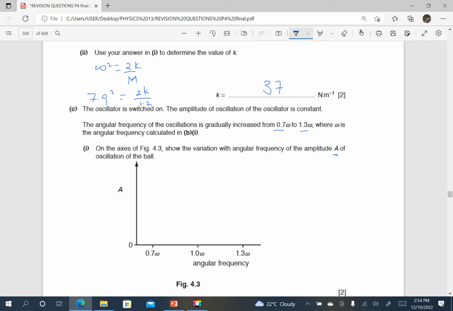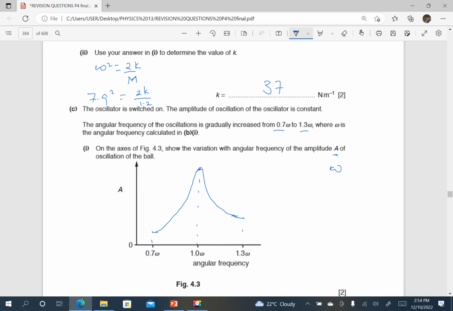Since these are forced oscillations, the maximum amplitude will occur when the driving angular frequency matches the natural frequency. If the natural angular frequency is omega, then when the driving frequency gets to omega, the amplitude must be maximum. So this is a resonant curve, and the maximum amplitude will be at this point. So we shall have the peak. The peak is going to be there, between 0.7 and 1.3. So we have such a peak.